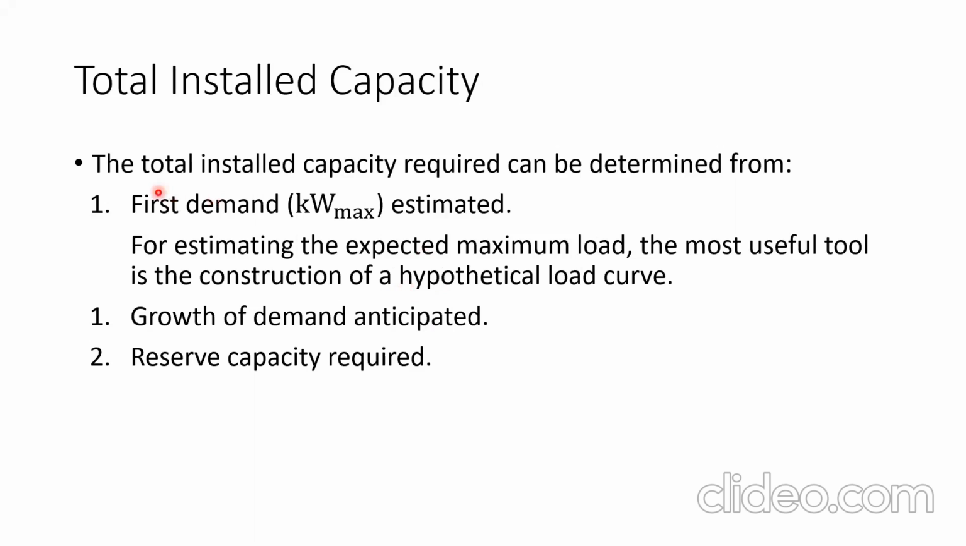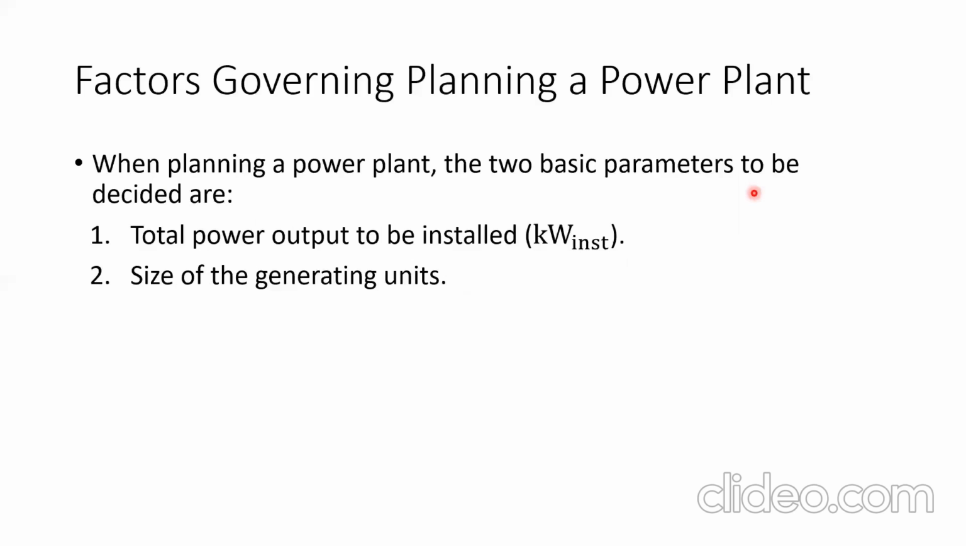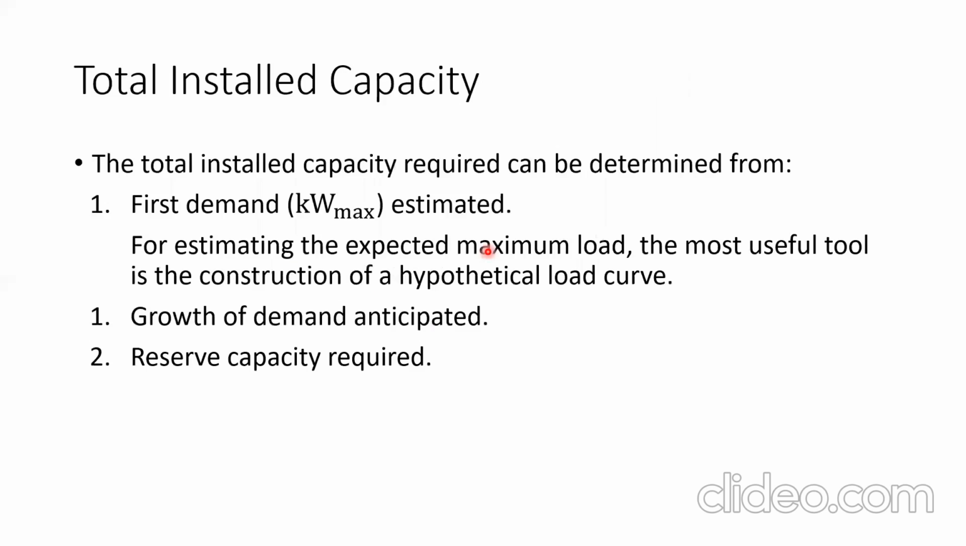The first factor, the total installed capacity required, is again dependent on three things. First is the demand estimated. When you are planning a plant, you have to anticipate what will be the increase in demand in future. Anticipation means to predict what will be the increase in demand.